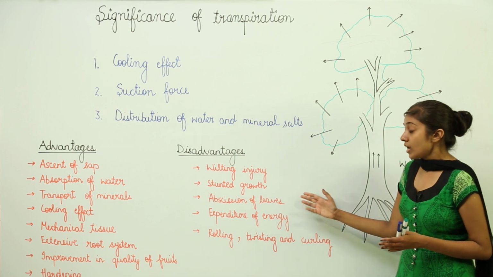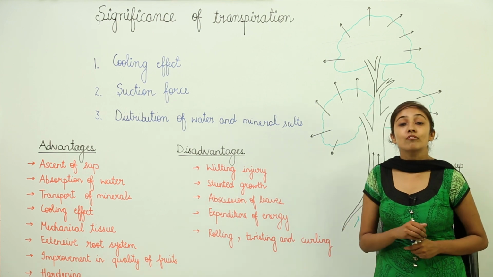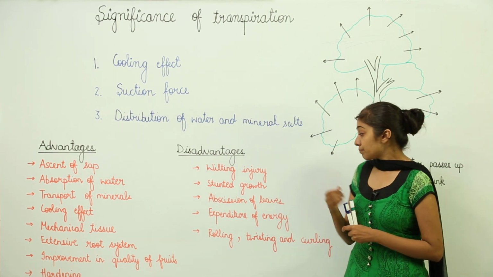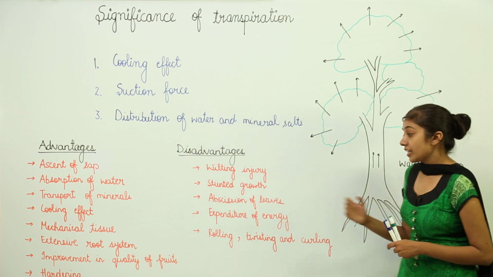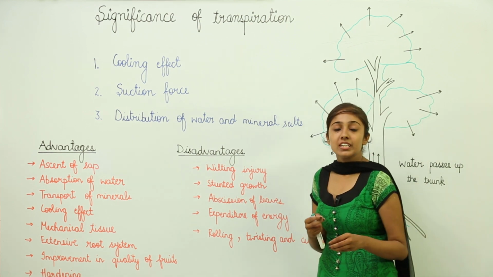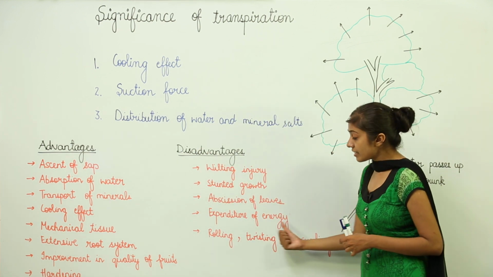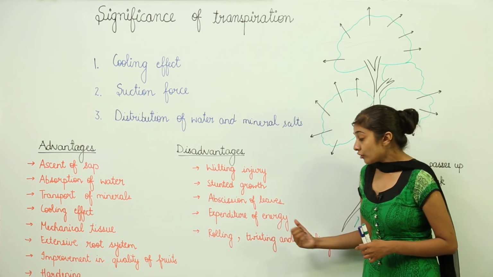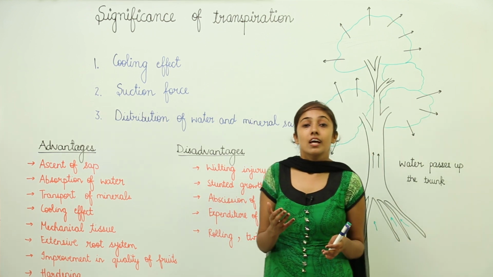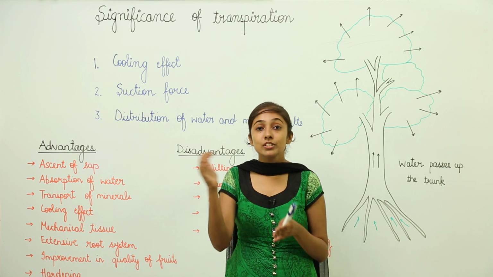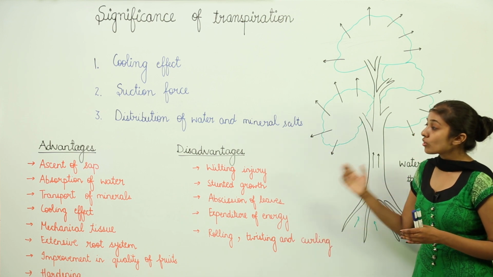Then abscission of leaves. When the transpiration level is quite high, the leaves can show premature fall because of the formation of abscisic acid, and the plant shows abscission, meaning the leaves fall prematurely. Then expenditure of energy. Well, 98% of the water absorbed by the plant is actually transpired, meaning it is lost by the plant. So, this is a great expenditure of energy. Then rolling, twisting and curling of leaves can affect photosynthesis directly. Why is it so? Because the radiation received per unit area is reduced. So, transpiration can lead to rolling, twisting and curling of the leaves. So, these are the disadvantages of transpiration.